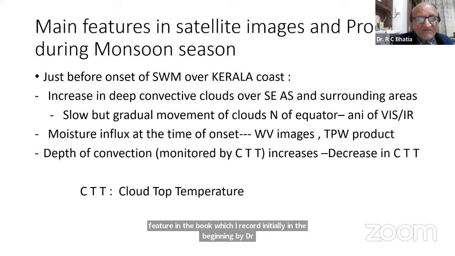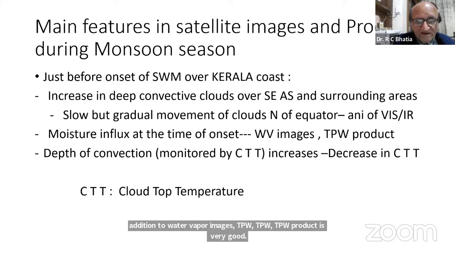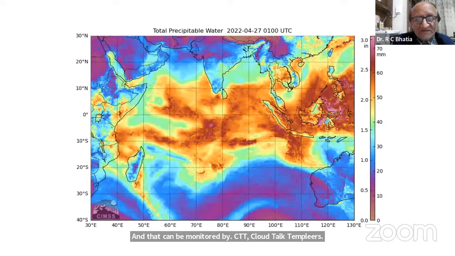And the main features, just before onset of monsoon over Kerala, as you know, are an increase in deep convective clouds over Southeast Arabian Sea and surrounding areas, gradual movement of cloud north of the equator, as you can see by animation of visible and infrared images, and moisture influx. In addition to water vapor images, the TPW product is very good, and depth of convection can be monitored by CTT, cloud top temperatures.